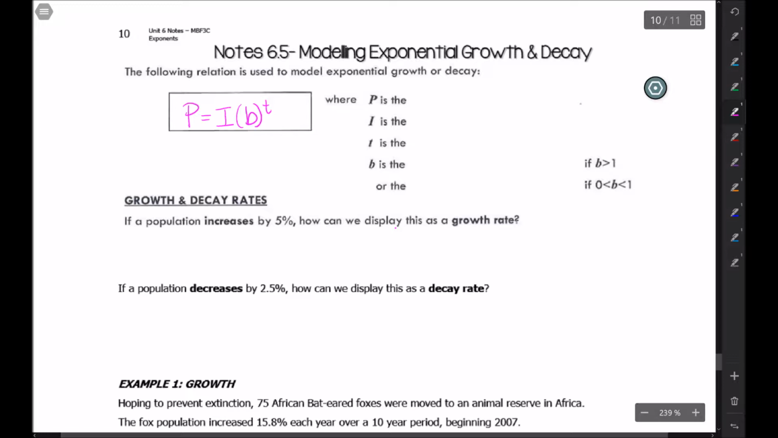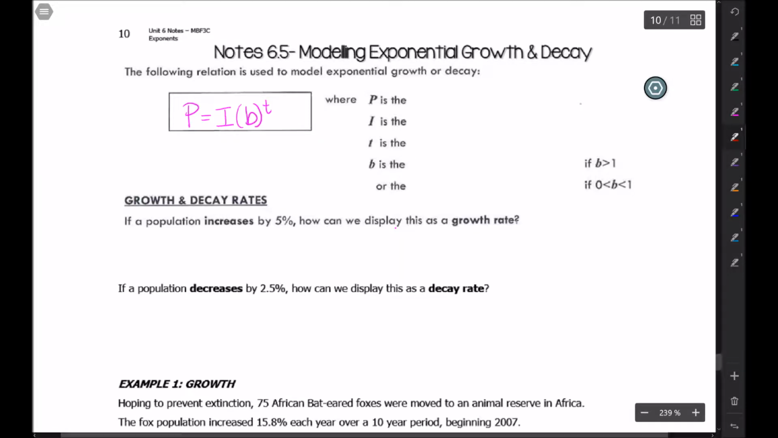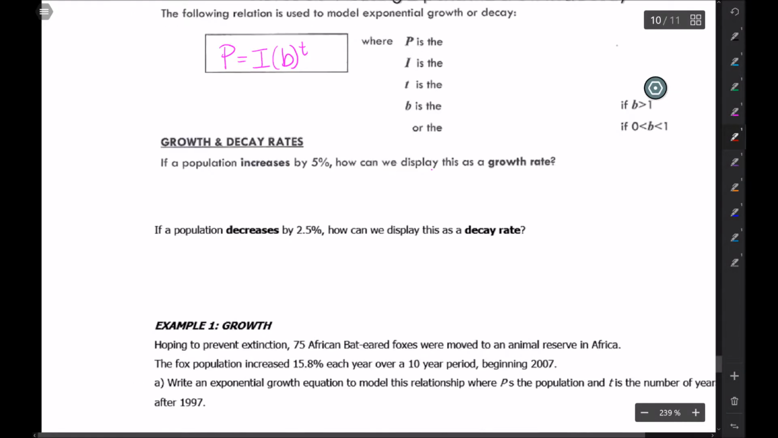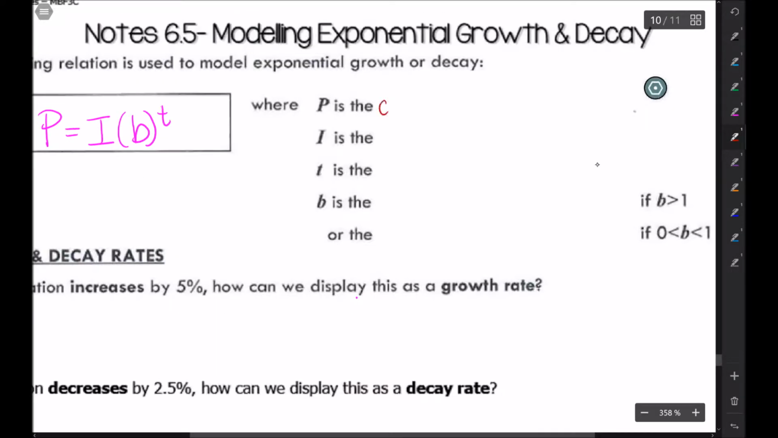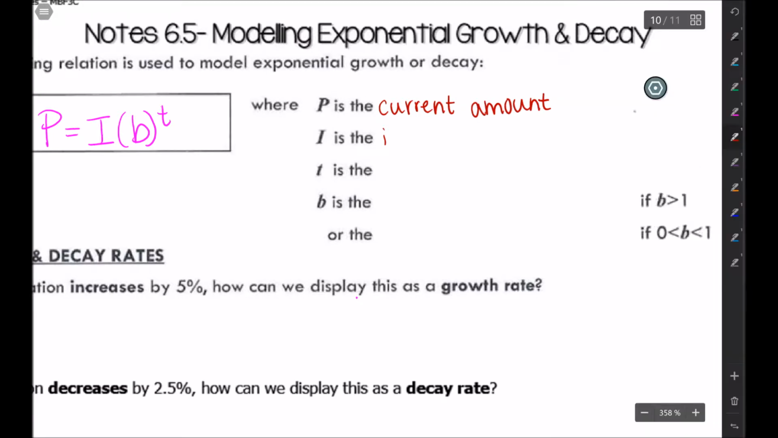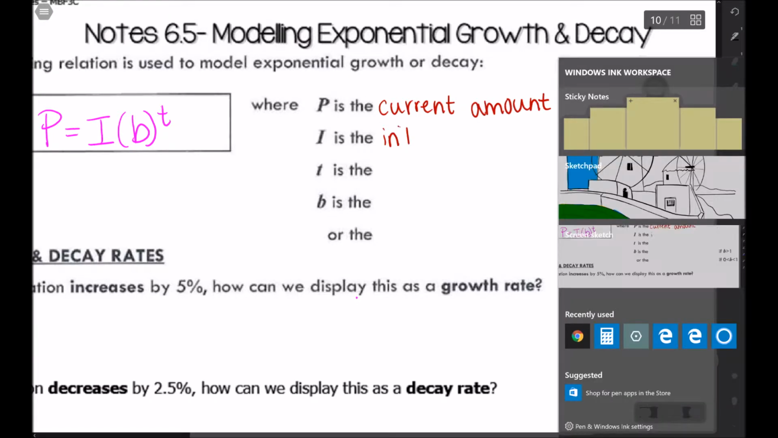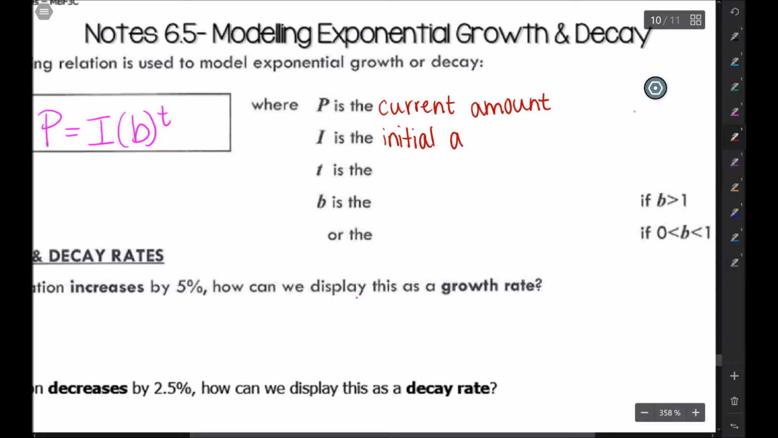Okay, so P is always going to stand for the current population or the current amount. So let me just zoom in on this a little bit so we can see this a little bit better. So P is the current amount. Okay, I is the initial amount, so it's what you started off with, which is exactly what we had before as well. It's always going to be the starting amount. So it's the initial amount.